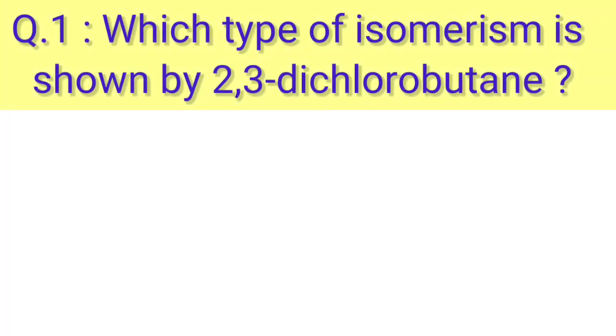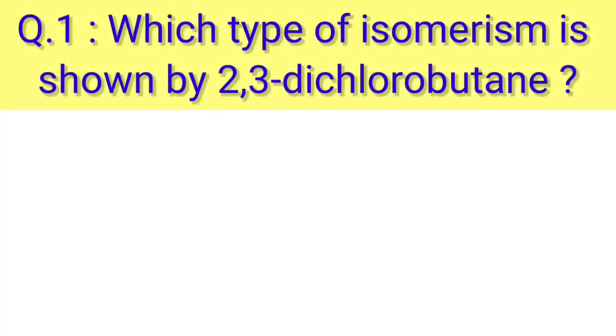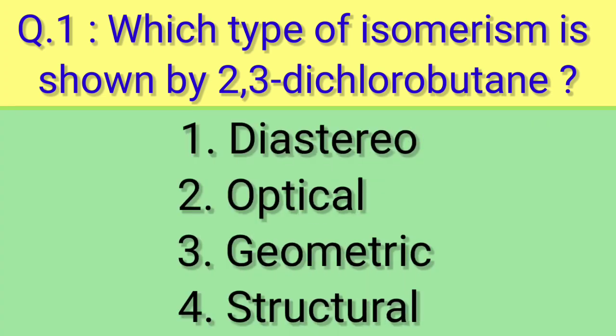Let's begin our MCQ series. The first question: which type of isomerism is shown by 2,3 dichlorobutane? The options are on screen.